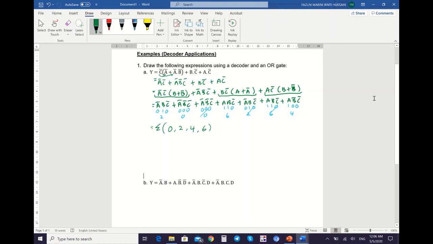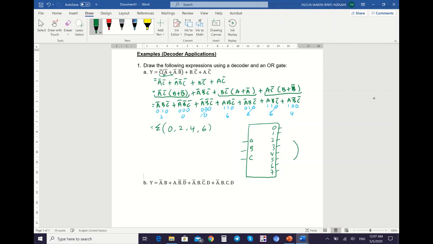Right, so our last step is drawing the decoder. Because we are using 3 variables, meaning that you need to use a 3-to-8 decoder. So we just draw the decoder. With 3 variables, you have 8 decimal numbers starting from 0 until 7: 0, 1, 2, 3, 4, 5, 6, 7. Not 0 until 8. 8 is including 0, so that's why the values start from 0 until 7.